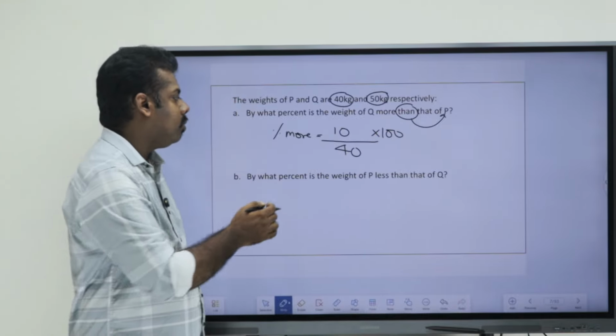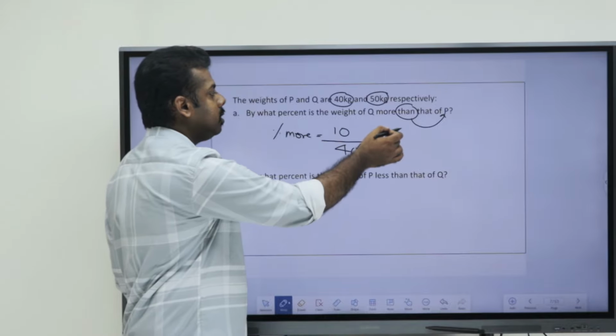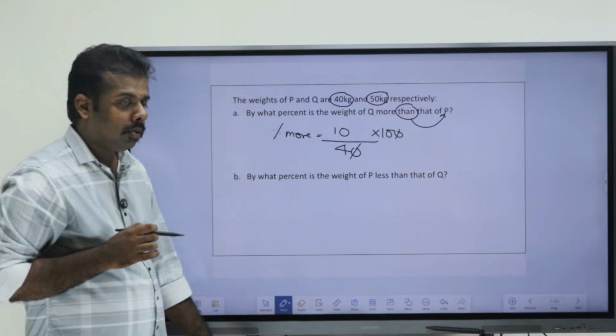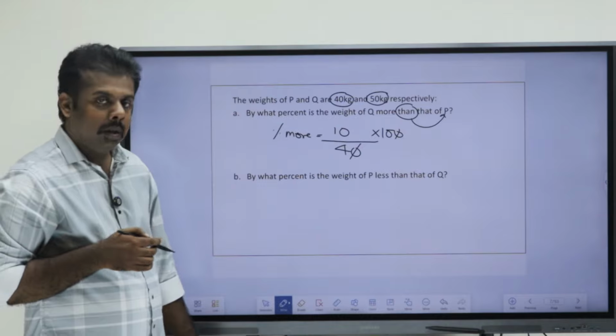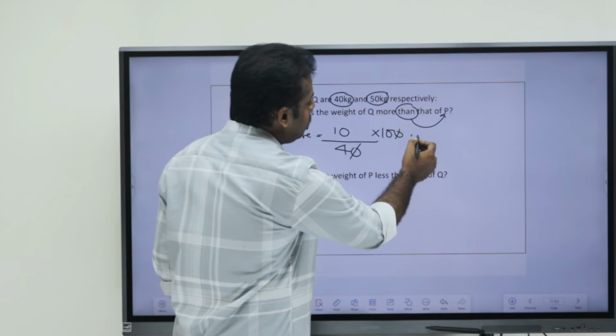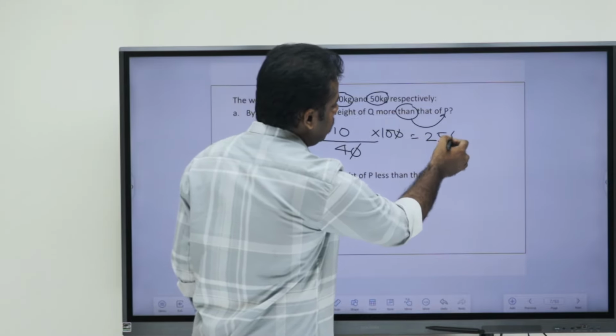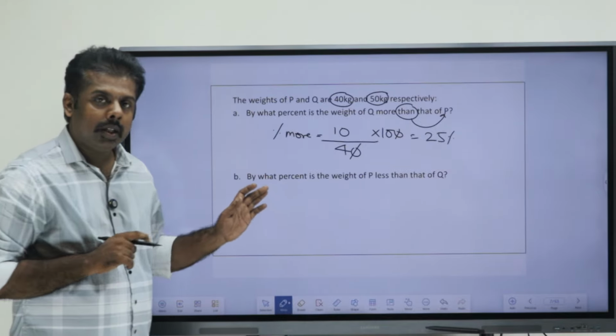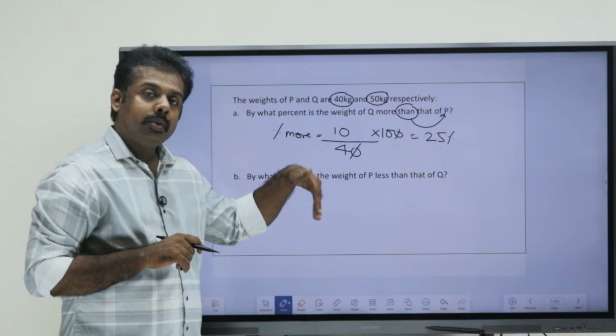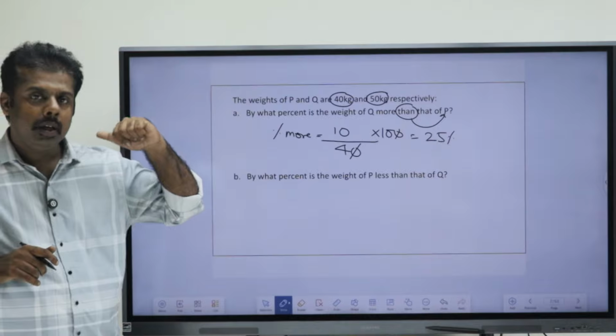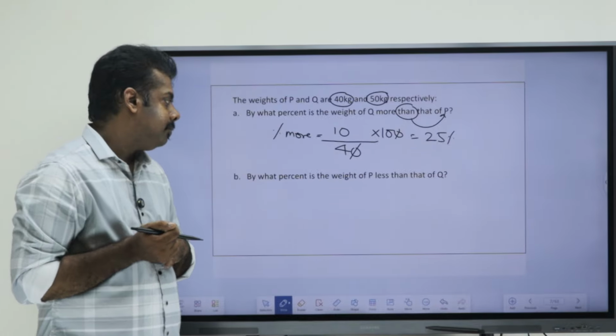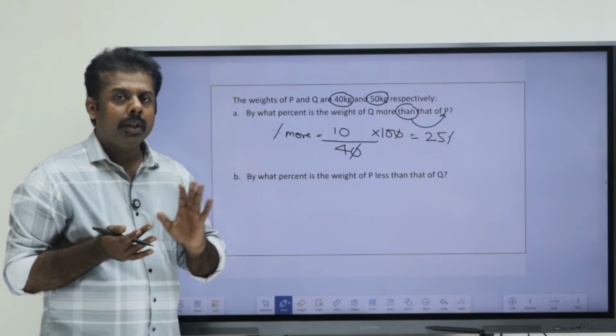Now this is the calculation part that is left. We can cancel a 10, so we are left with 100 by 4. That we know gives us what? 25%. So here we can see the weight of Q is 25% more than that of P. Okay, now I think we can move to the next question.